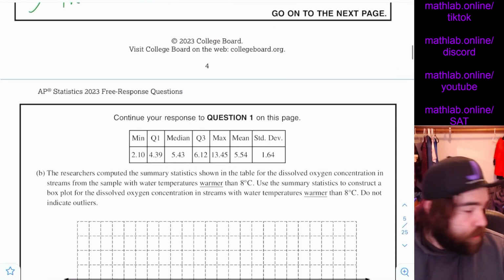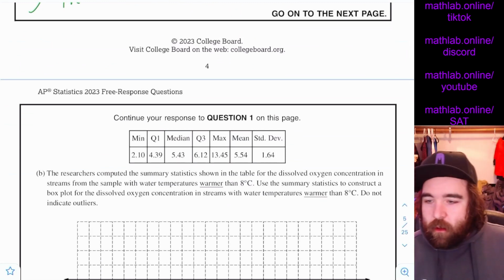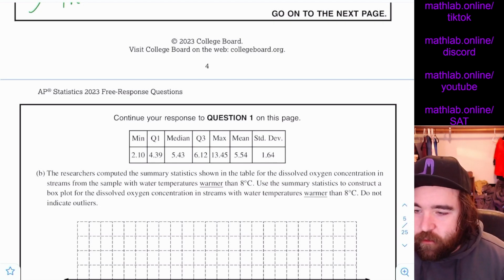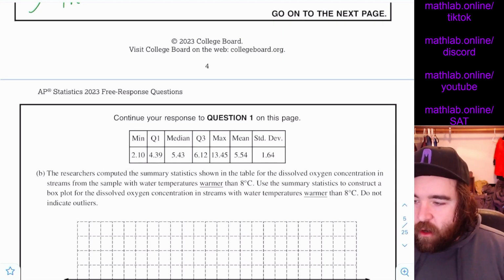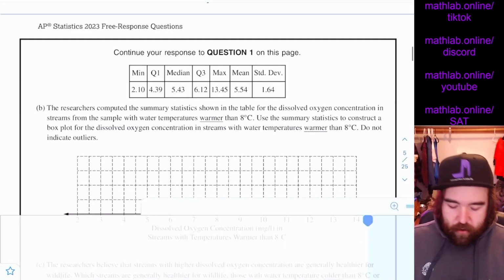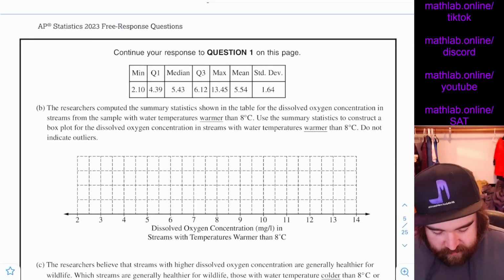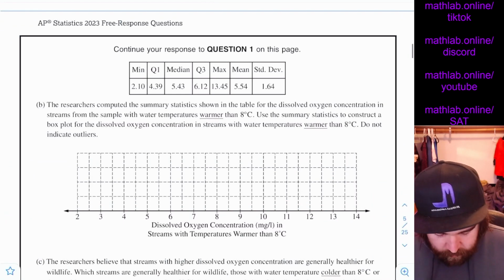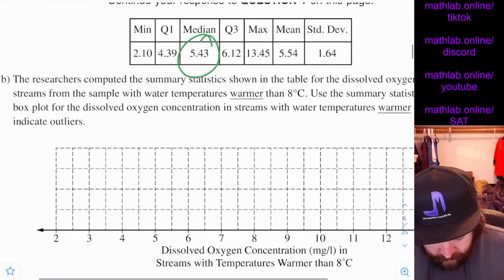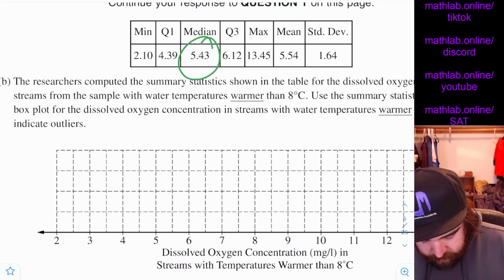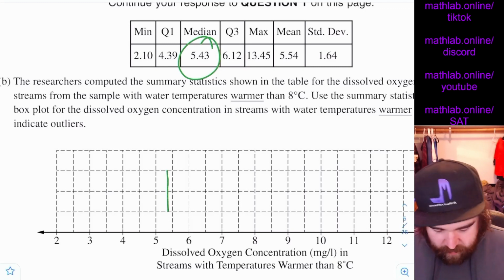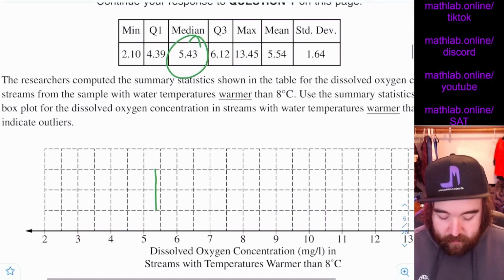The researchers computed the summary statistics in the table for dissolved oxygen concentration in streams for the sample warmer. Right, so now we need to draw a box plot. Do not indicate outliers. Oh, okay. That was the first thing I was about to say, is that we'll have to do the outlier, but we don't. So how do we draw a box plot? We go to the median, and it is a little less than 5.5. So see how this is? That means we're looking like there, because that next line is 5.5.